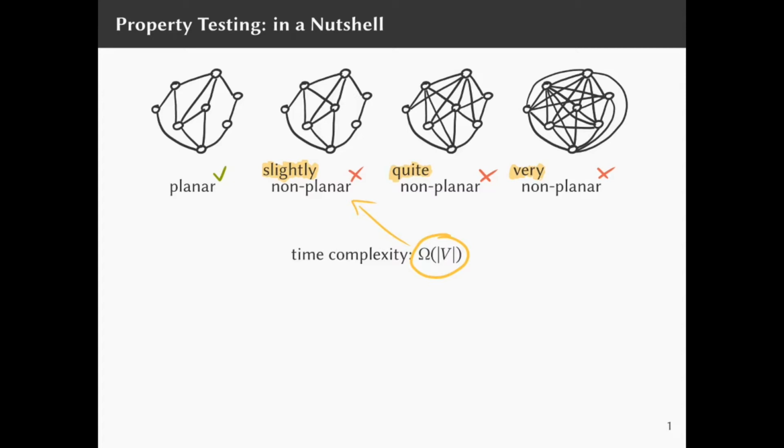Now, if you wanted to overcome this lower bound, one thing you might want to do is to relax the problem. And how would you relax it? By relaxing the cases which are hard. For example, this is the slightly non-planar case. You might say, I have an algorithm which should test planarity. It should detect planar graphs. It should detect very non-planar graphs. It should probably detect quite non-planar graphs, but for slightly non-planar graphs, it may answer arbitrarily. So this is a relaxation. For slightly non-planar graphs, this algorithm doesn't need to be correct.